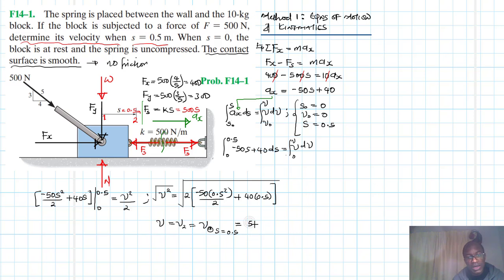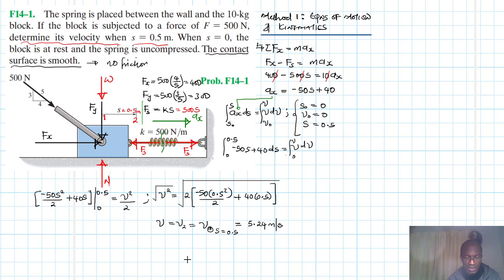This gives us 5.24 meters per second. So it means when the block covers a displacement of 0.5, it will have this particular velocity, from speed equal to 0 to speed equal to 5.24.